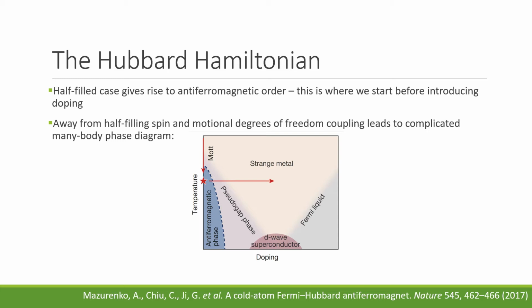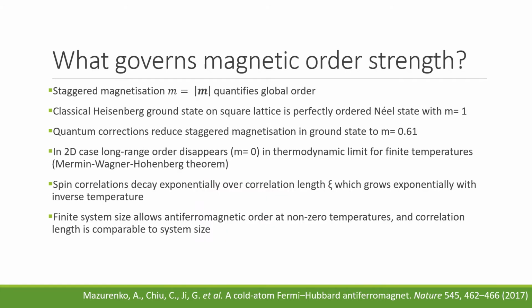The authors follow the trajectory of the red arrows, reducing the temperature at zero doping, and then increasing the doping from the point of strongest order at constant temperature. So it's important to understand what governs the strength of the magnetic order, given that that's what the authors of this paper are actually investigating. The strength of global antiferromagnetic order on a bipartite lattice is quantified by the staggered magnetization, which is M.